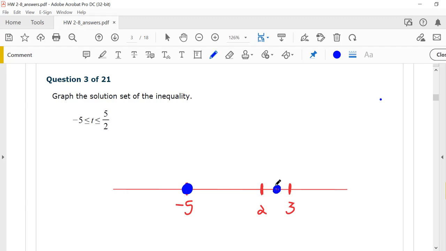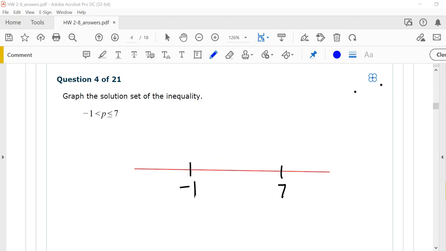So I'm going to do a closed circle here, and I want everything in the middle. So -5 is less than or equal to t, and t is less than or equal to 5/2. Everything in the middle. If the computer doesn't want you to do the closed circles, remember that you could also do brackets in place of the closed circles, so it would look like that.